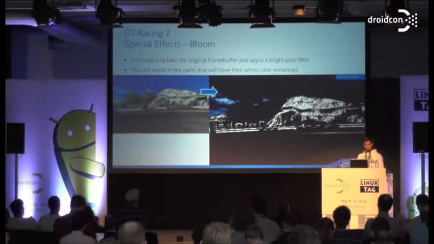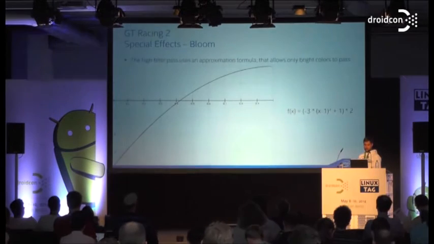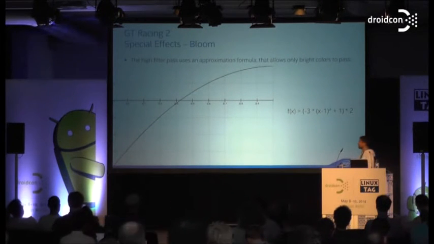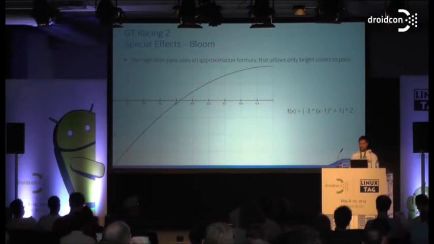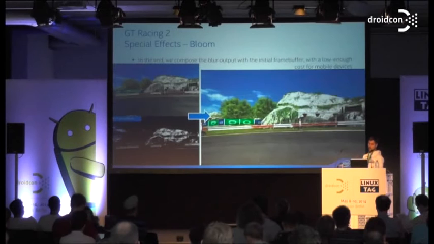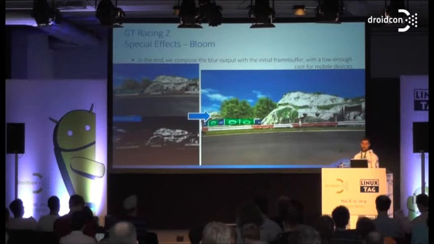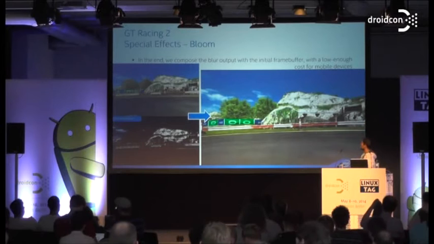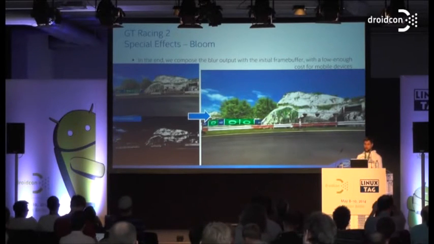How did we do that? There was an equation that I show next. So we used a high pass filter to get all the very bright parts of the actual picture out. And then we applied the horizontal as well as the vertical blur to this mask. And at the end of the day, these two, your normal rendered picture as well as the blurred output, were put together, and the final result is your image with a blooming effect.